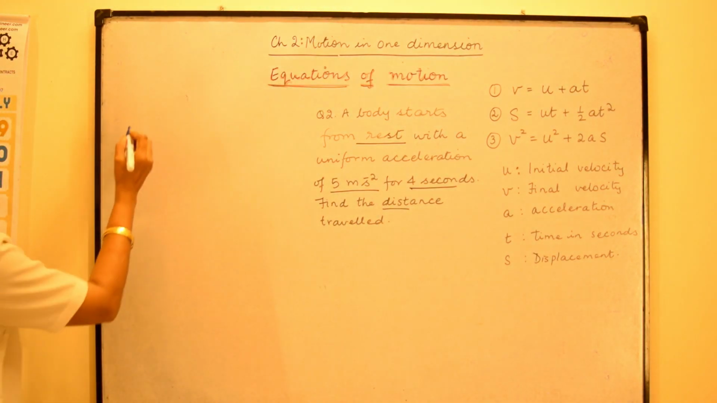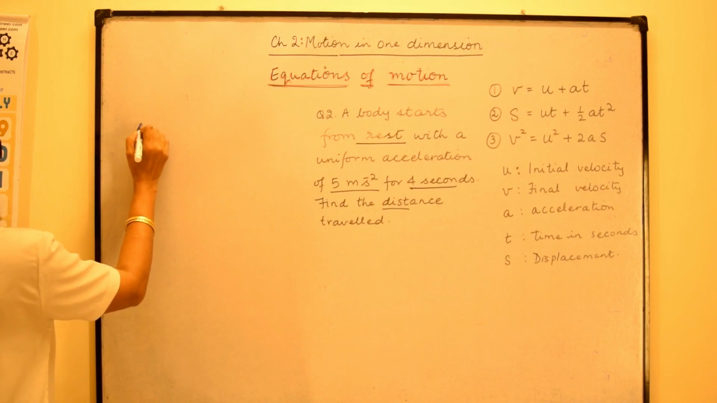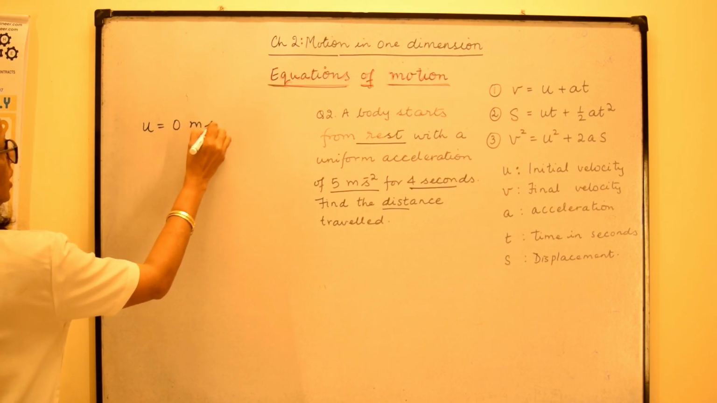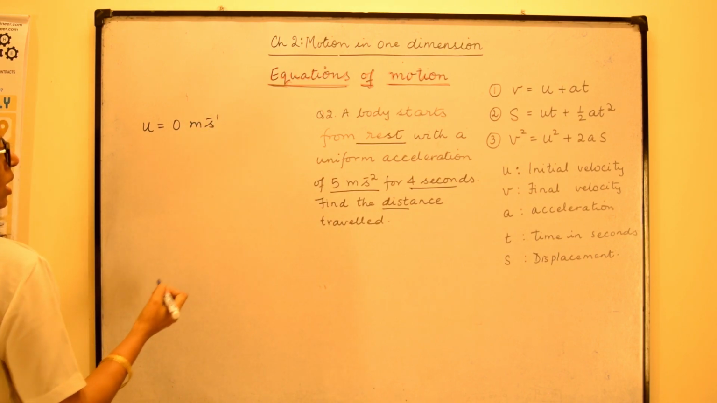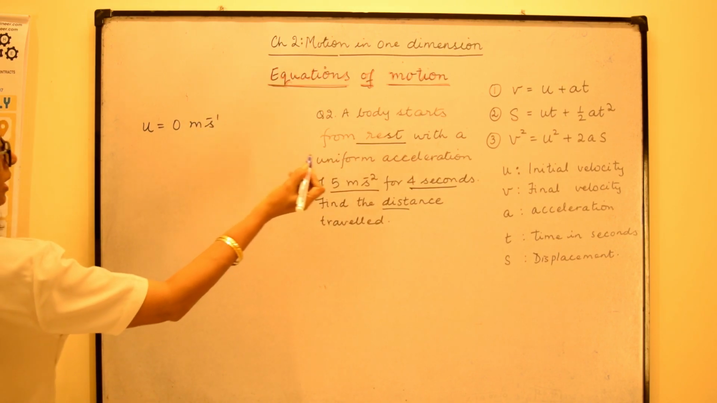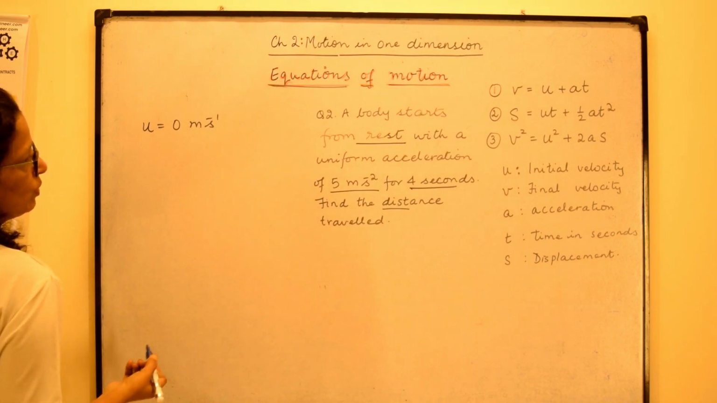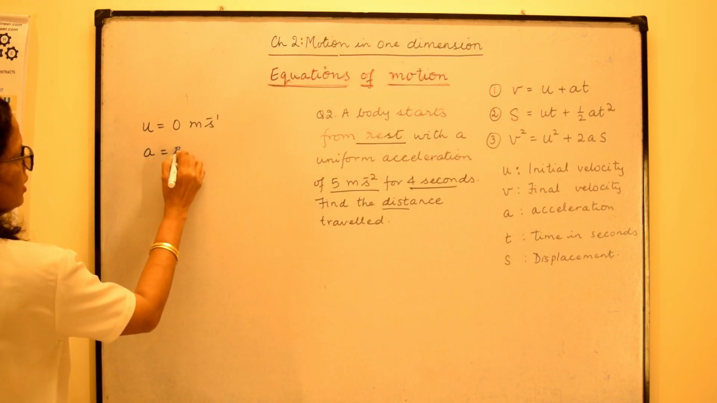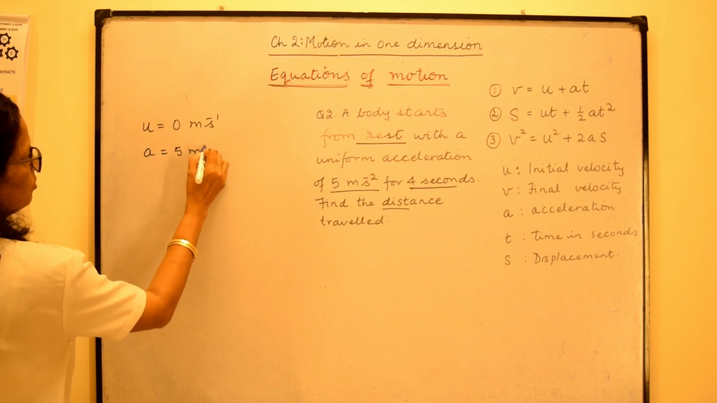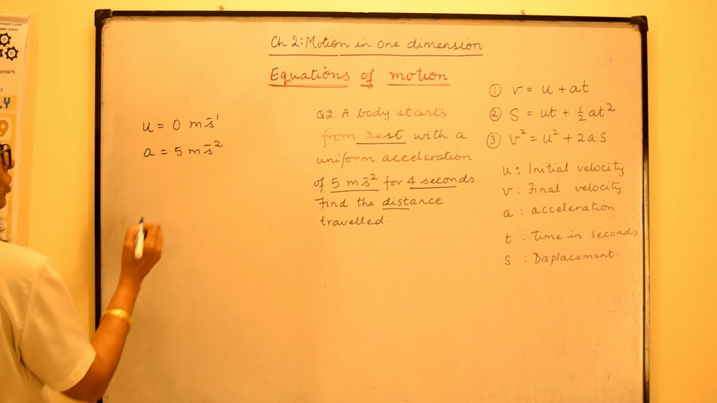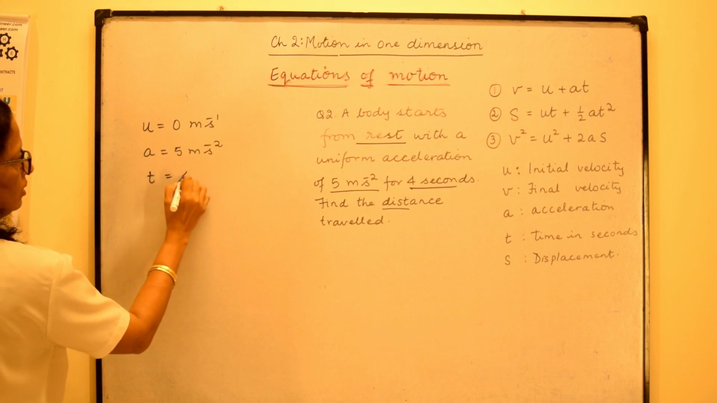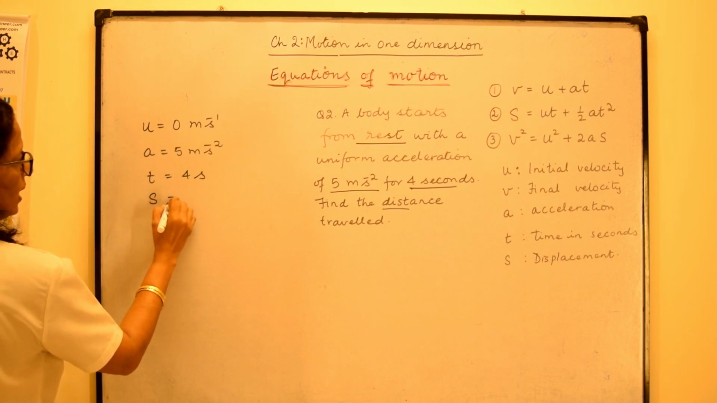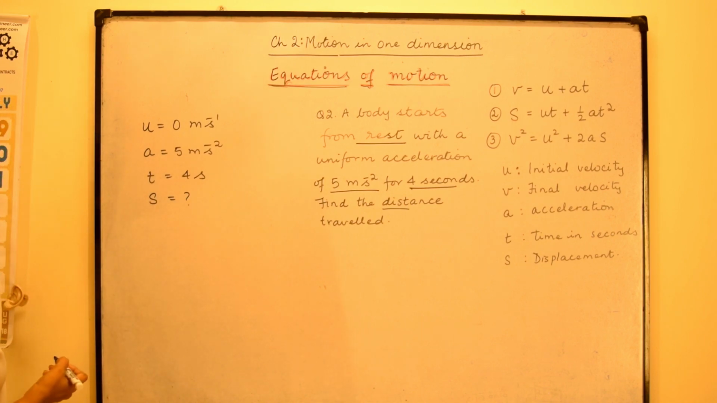So let us write down for the clarity of thought. Starts from rest means initial velocity 0 meter per second, and it is traveling with a uniform acceleration. So a has been given as 5 meter per second square. For 4 seconds means time is given, and they are saying find the distance traveled. So s is equal to question mark.